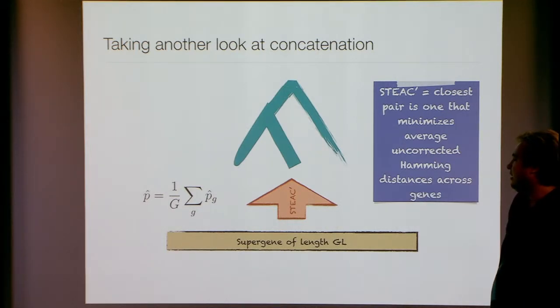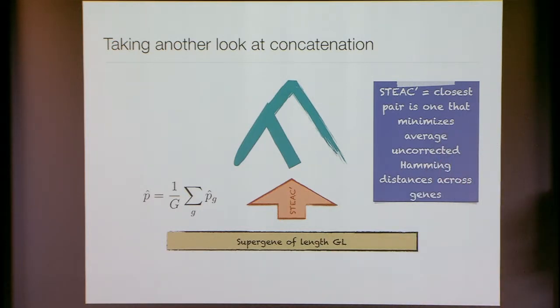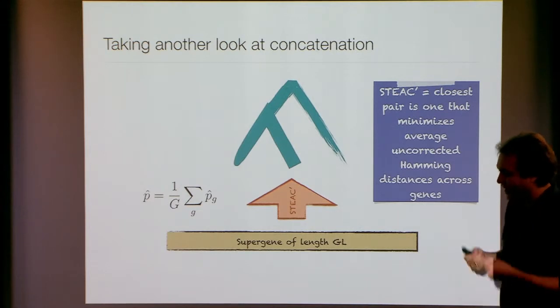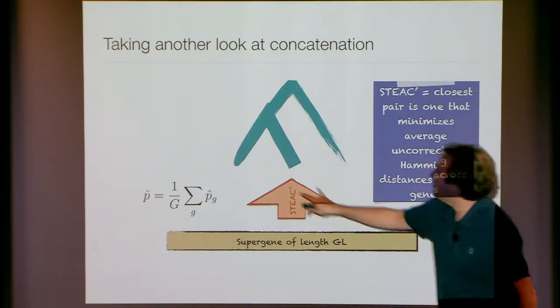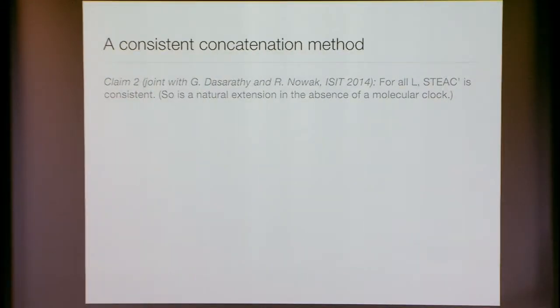And so I can think of this, I'm going to call this stake prime. Stake prime is really a concatenated method where it just takes the Hamming distance of every pair of supergenes and just takes the shortest one to be the closest pair. And that turns out to be a consistent method. You can think of this as a concatenation method.